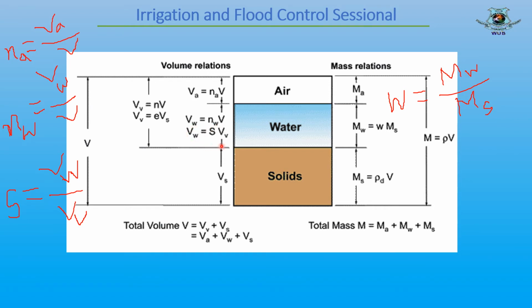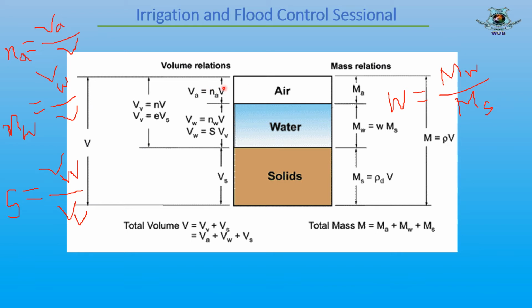Similarly, we can also calculate volume of water using this equation, and here S represents the degree of saturation, and we know that degree of saturation is equal to volume of water divided by volume of voids. That means how much water is present in the total voids of the soil sample represents the degree of saturation S, and from this relation we get VW equal to S into VV. And this Vs represents the volume of solids.